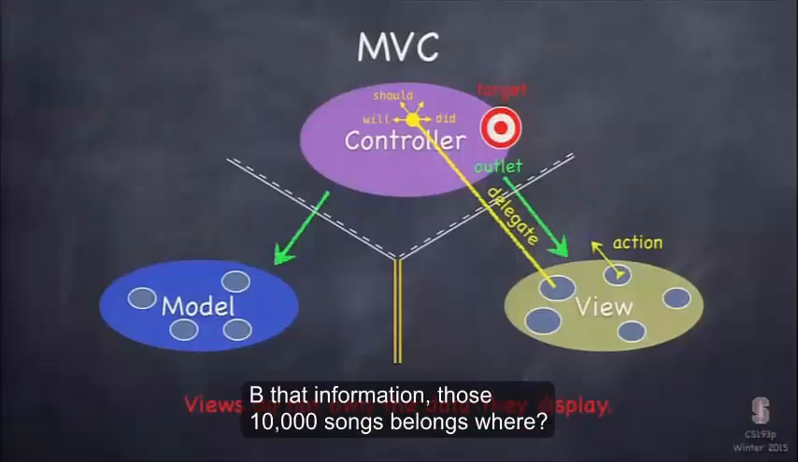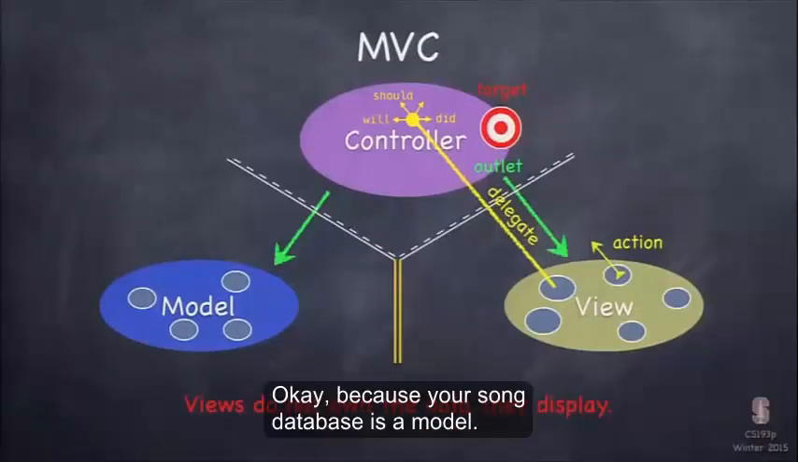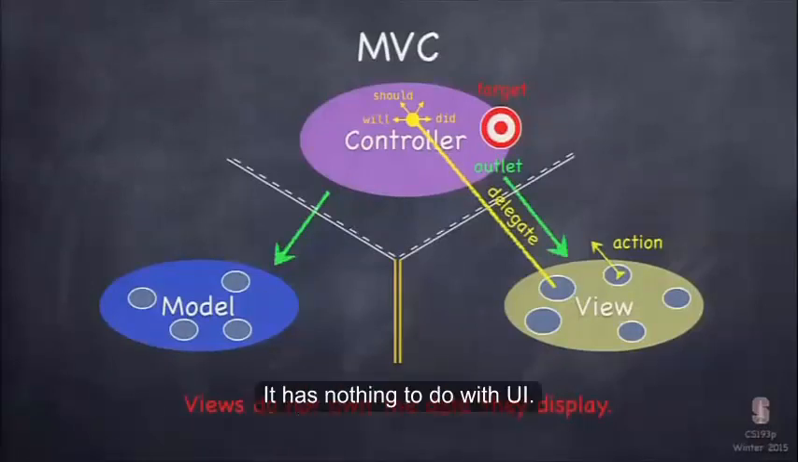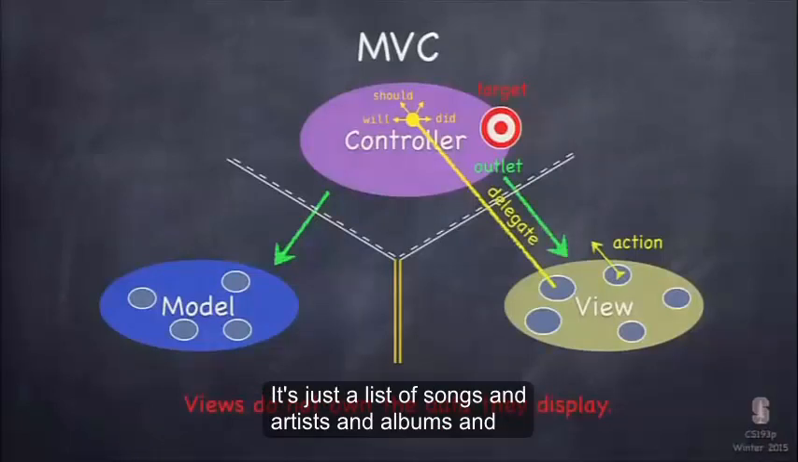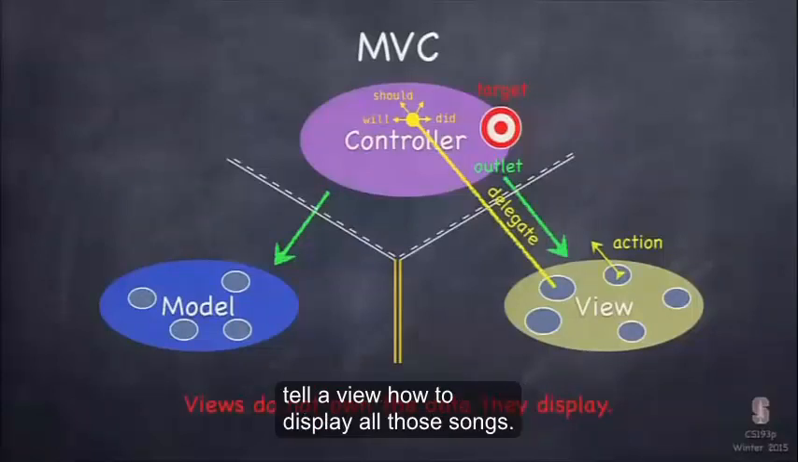A, that would be inefficient. And B, that information, those 10,000 songs, belongs where? In the model. Okay, because your song database is a model. It has nothing to do with UI. It's just a list of songs and artists and albums and all that. It's in the model. Some controller has to look at that database and tell a view how to display all those songs.